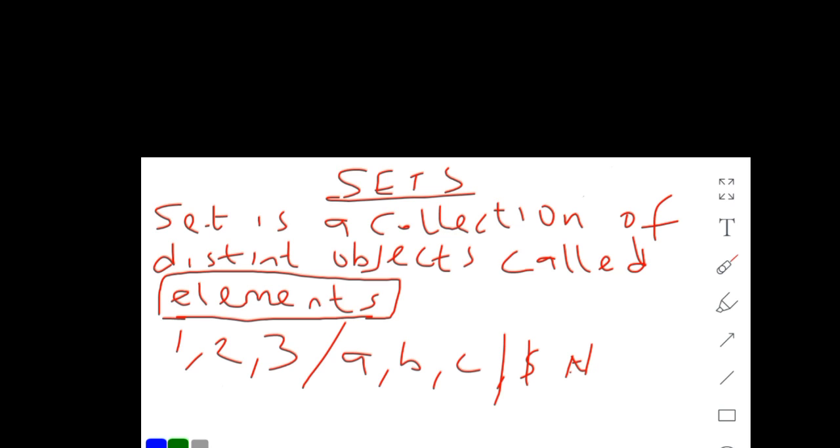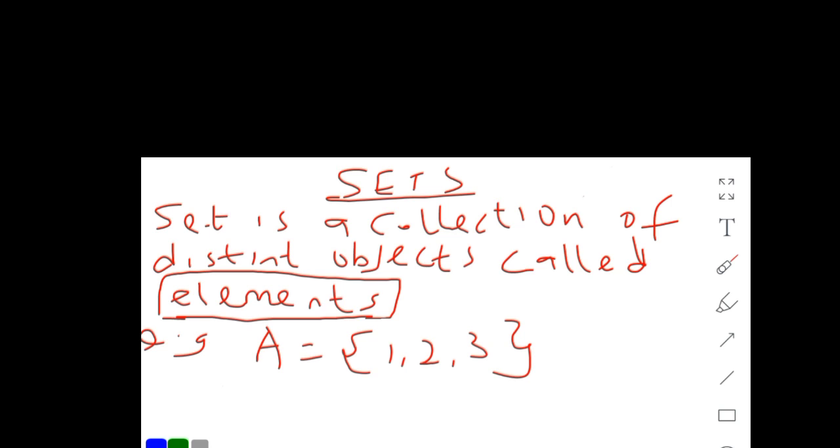As simple as that. Let me give an example for that. This is an example of a set. So set A is having 1, 2, 3. That is having 3 elements. Don't forget I told you an object inside a set is called an element. So we're having 3 elements here, which are 1, 2, and 3. So that means A is containing the elements 1, 2, and 3.